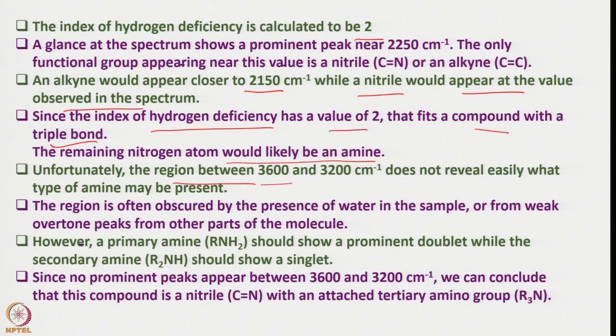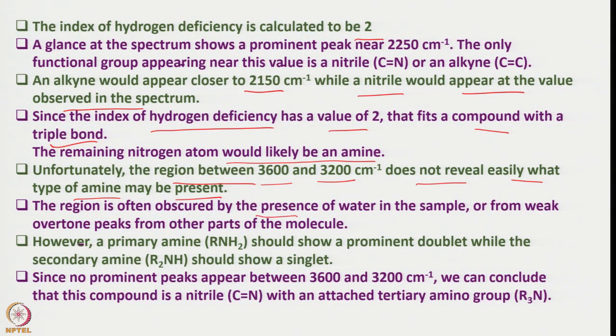Unfortunately, the region between 3600 to 3200 does not reveal easily what type of amine may be present. If NH is there, we could see a prominent peak between 3200 to 3600, but that is not there. The region is often obscured by the presence of water in the sample or by weak overtone peaks from other parts of the molecule. However, a primary amine should show a prominent doublet, while a secondary amine should show a singlet. Since no prominent peak appears between 3600 to 3200, we can conclude that this is a nitrile with an attached tertiary amino group. So possibly it is not a primary or secondary amine; it should be a tertiary amine. In that case, the structure is going to be something like this.